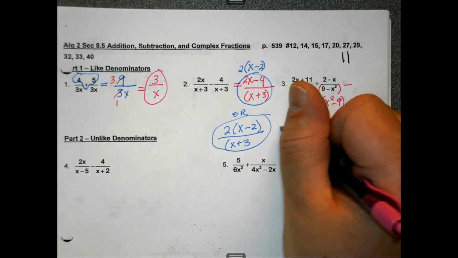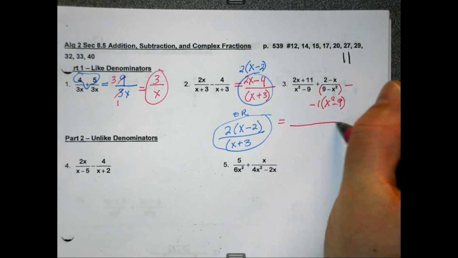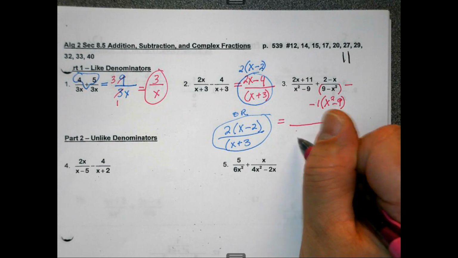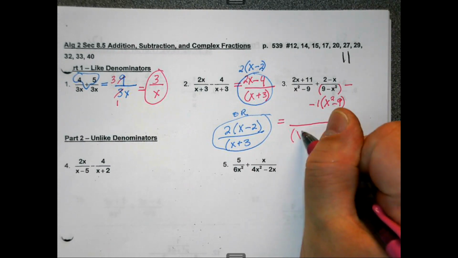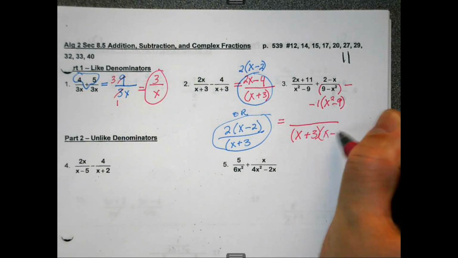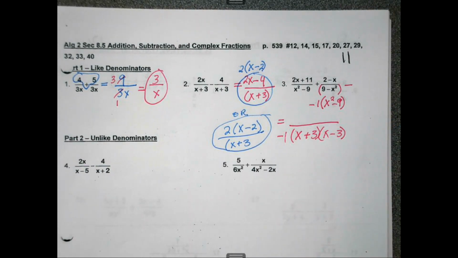We're going to run out of room here. So my denominator is going to be x squared minus 9. Let's go ahead and factor that. It's easy to factor, right? x plus 3, x minus 3. And we can leave our -1 there. That's fine. We can do that.